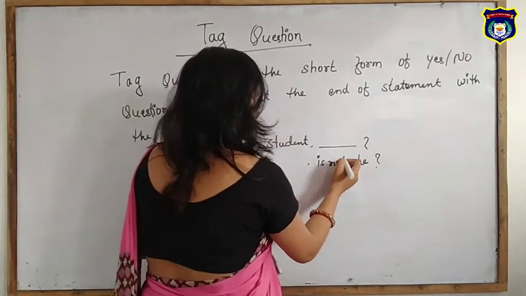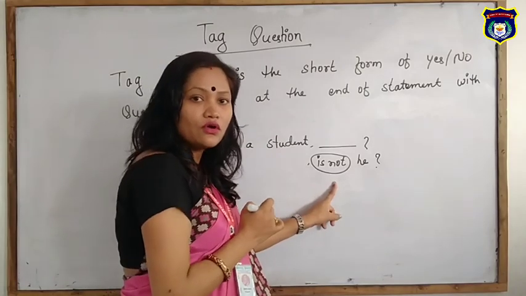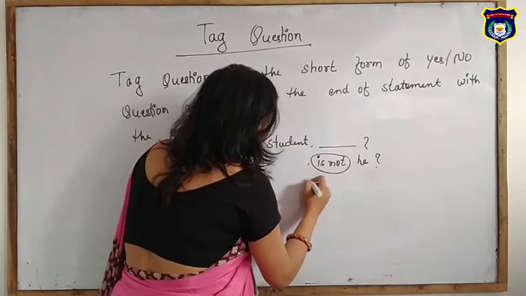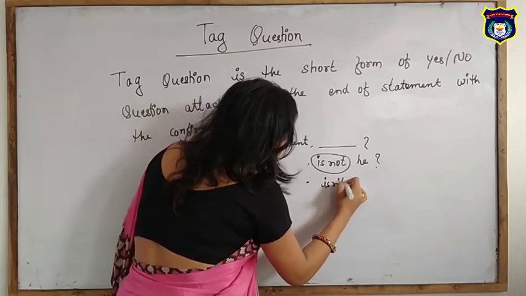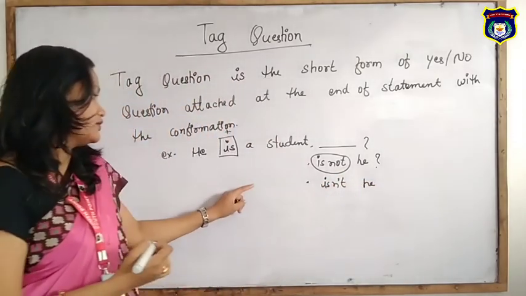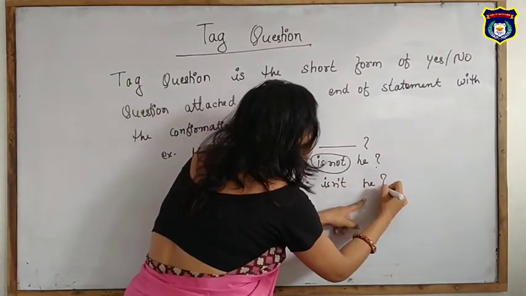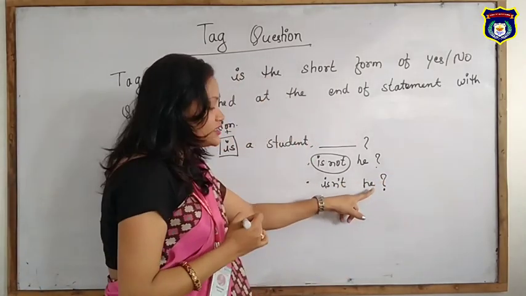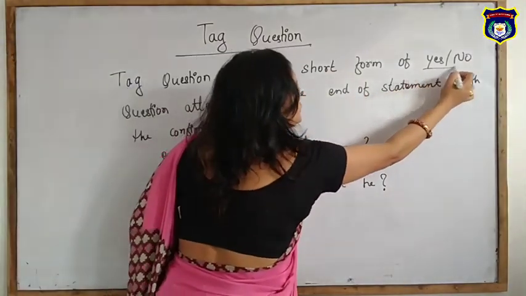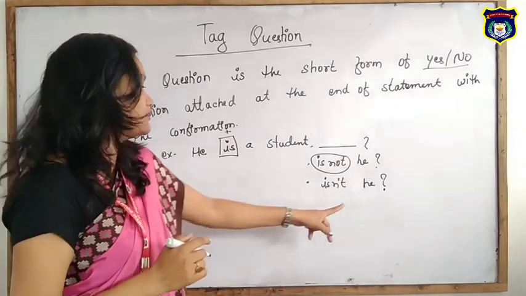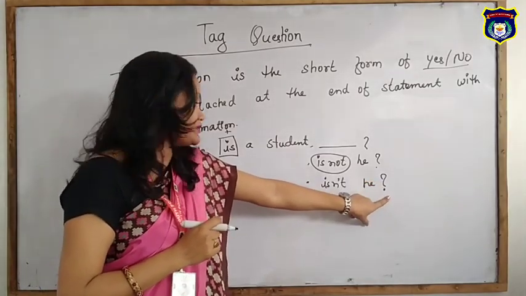Wrong in the sense that we should use the contracted form of not. Means to say, isn't he? Okay, and never ever forget to put the question mark here, because tag is all about what we have said, a yes no question. Therefore we should always put a question mark at the end.